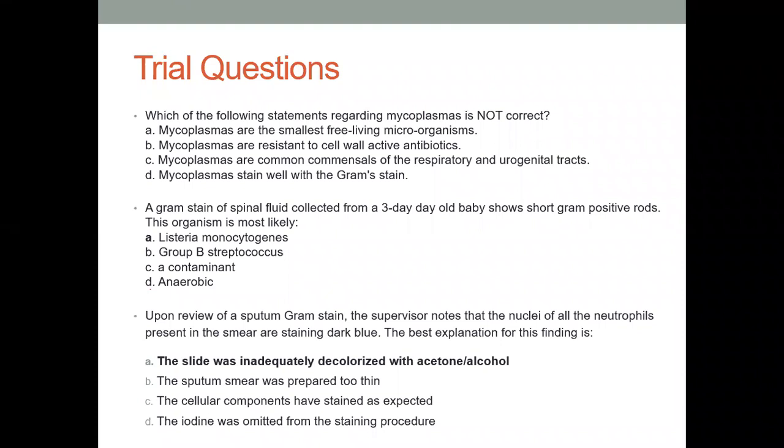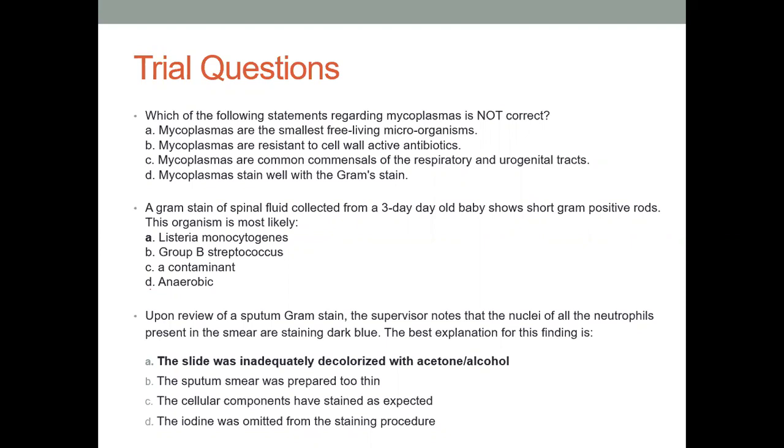I think I have a question here, but I'm not sure it is very appropriate, but let's see. A gram stain of spinal fluid collected from a 3-day-old baby shows short gram-positive rods. This organism is most likely to be. As we move along, we will be dealing with specific specimens, but I picked this question because of its relatedness to the gram stain.